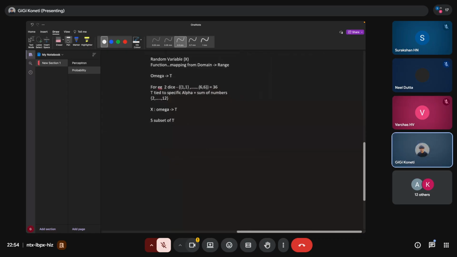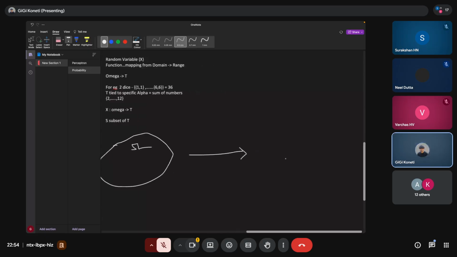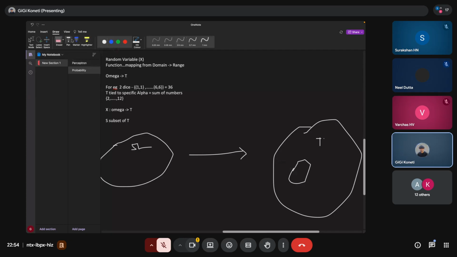So we take omega. This is omega. And there will be a mapping, right? So this is the mapping, and then it is T. So there will be a subset. This is S. S is a subset of T, right? Then we will compute its probability, so probability of S, P of S.